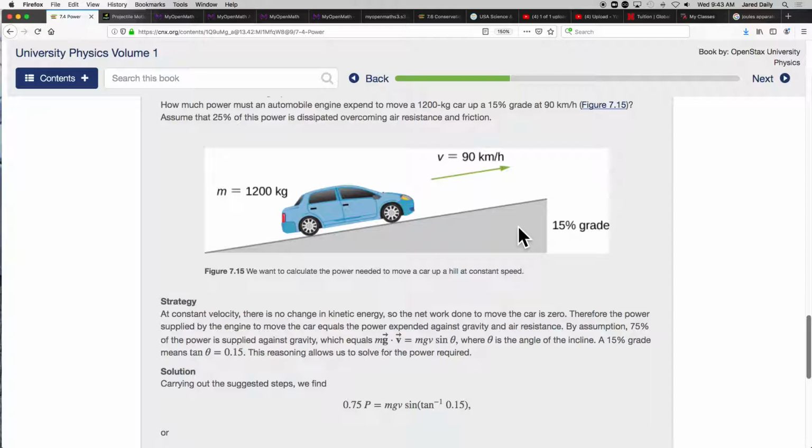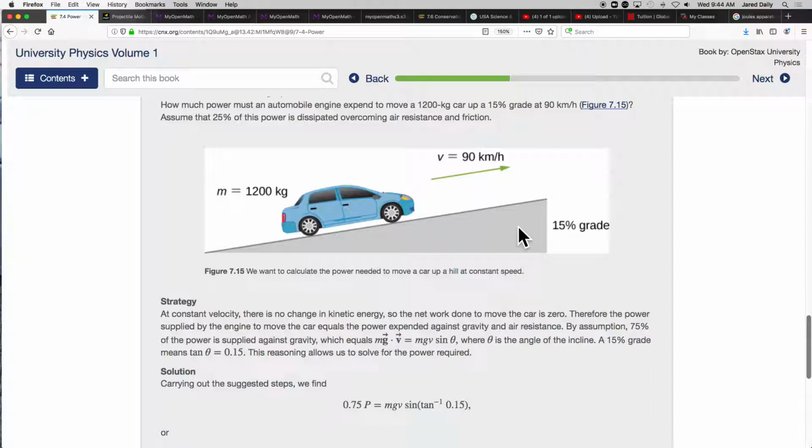Is any of the work changing the speed of the system? In this case, the speed of the system is constant, so there's no work changing the speed of the system. Is there any work being done that is changing the height of the system? In this case, yes, it's going up the hill. So there's gravitational work being done, that's MGH, right? So they go ahead and calculate that, MGH.